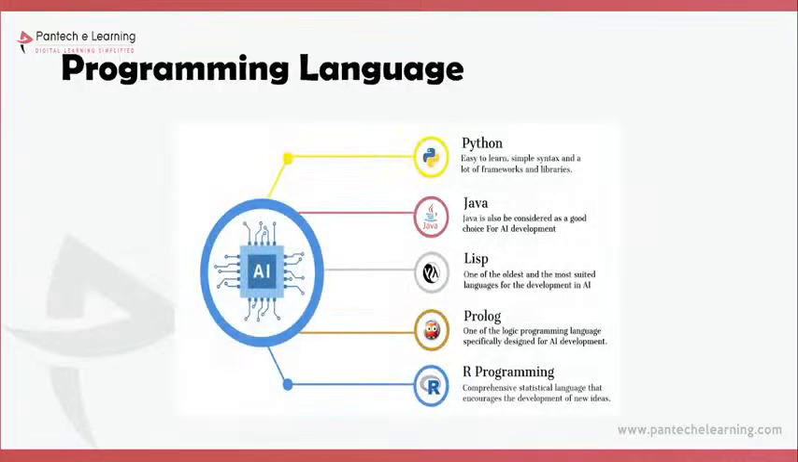So what is a programming language? What is a language? Language means a medium which is used to communicate between two persons, right? So what is a programming language? A programming language means the medium used to communicate between a system and a user.